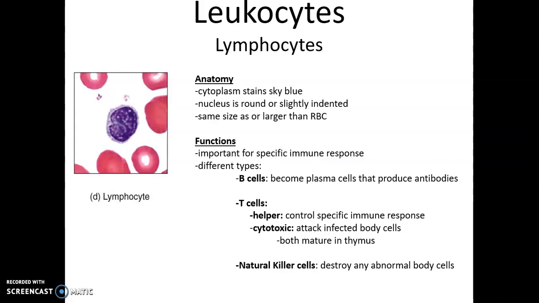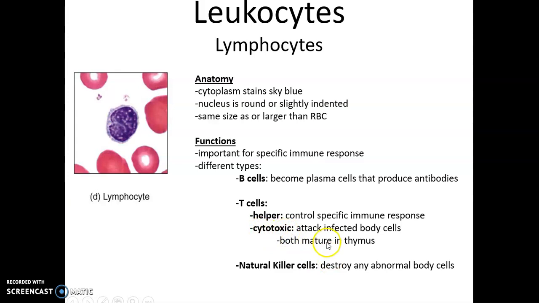So lymphocytes can be broken down into subcategories. You have the B lymphocytes, the B cells. These cells become plasma cells that produce antibodies, antibodies that will bind to specific antigens, so targeting structures on the surface of pathogens, things that shouldn't be in the body. Then there are the T lymphocytes. T lymphocytes include the helper T cell. Helper T cell controls the specific immune response. It causes the specific immune response to occur. And then also in T cells, we have the cytotoxic T cells.